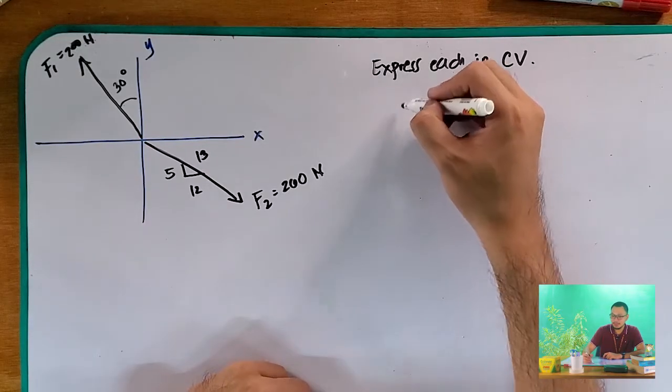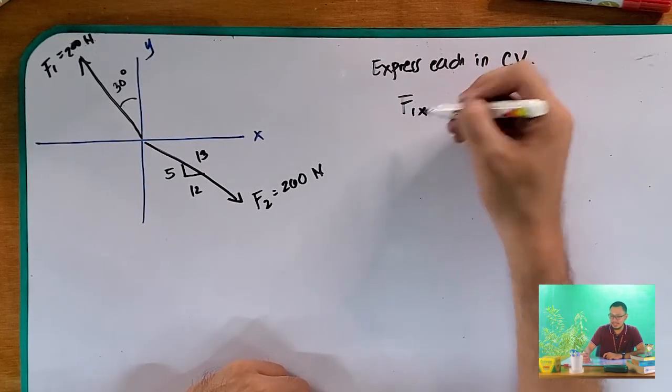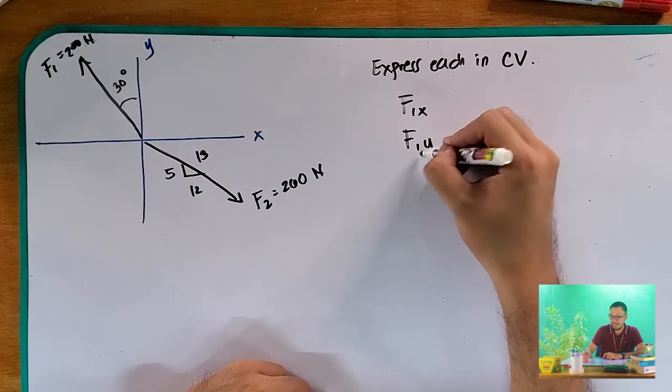Okay. So, now, we start with F1. To express it into Cartesian vector, we find its x and y components. So, we will find F1x and F1y.